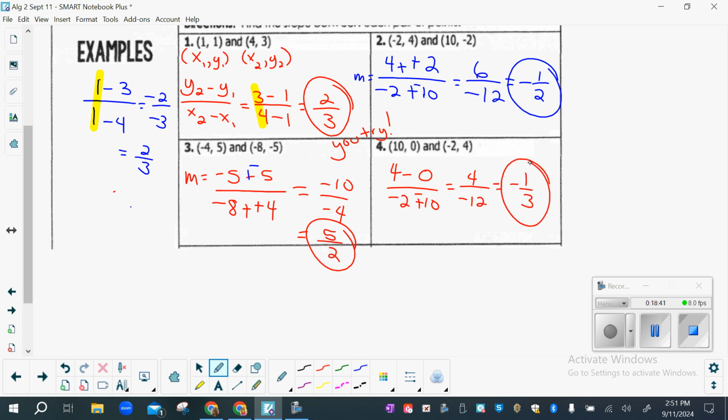So you should get negative 1/3 on that. Almost done. Hang in there. Questions on that before I move on to the last one?